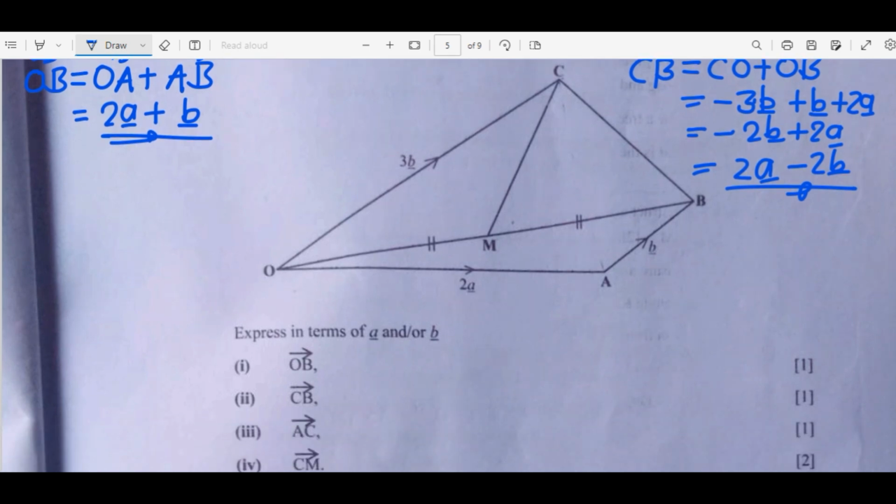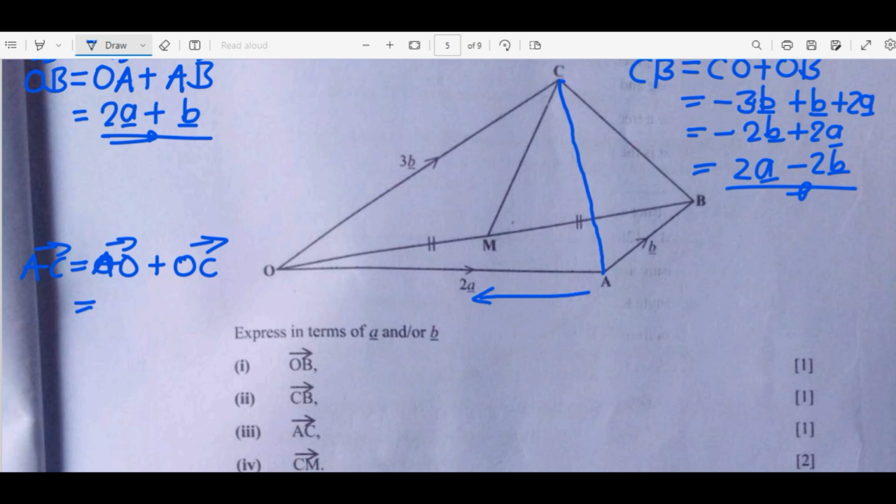Okay, so now we move on to vector AC. We need to draw the line here since we are not given the line. So this is the vector that we want. For us to find AC, we'll move from A to O plus OC. In this one, we are moving against the arrow, so it's negative 2a. Then OC will be positive 3b. Then we bring the one with positive in front, so it's 3b minus 2a as our final answer.